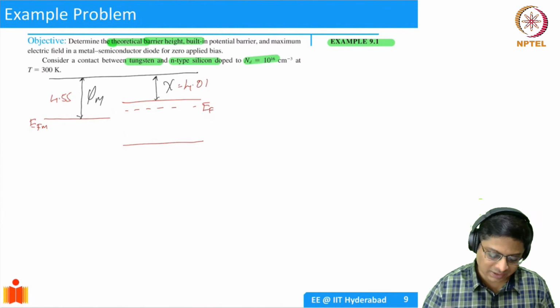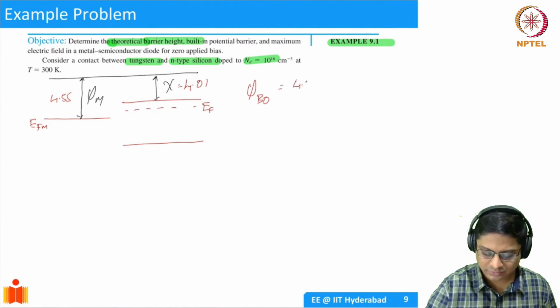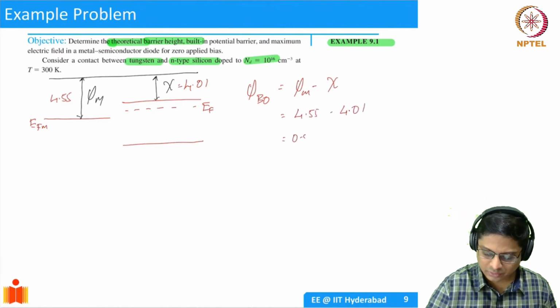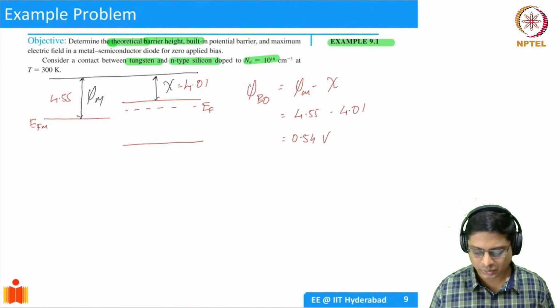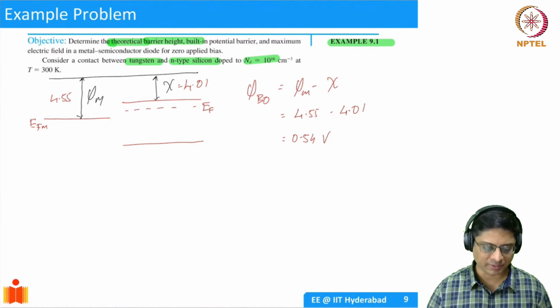Okay, so the theoretical Schottky barrier height, right? We are not really doing any phi b naught. The theoretical height, if you write out the expression, has to be phi m minus chi, that is 4.55 minus 4.01, so 0.54 volts. We're leaving it in the volts unit. The interchangeability of volts and eV you should be familiar with by now.